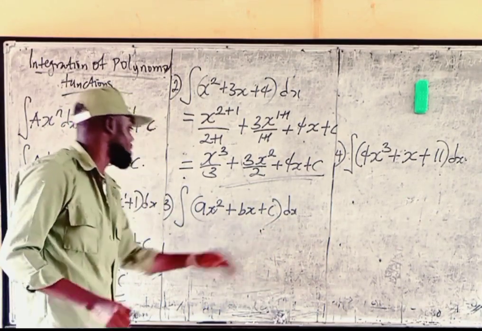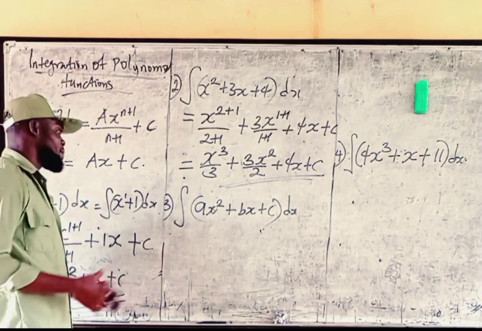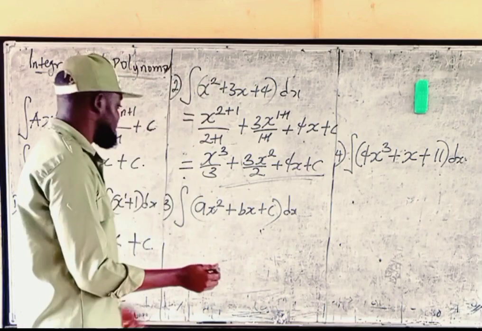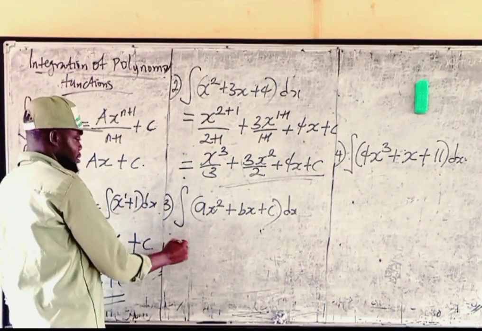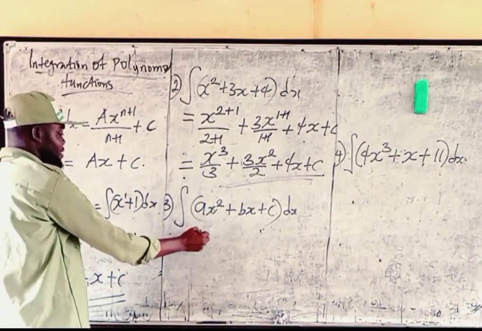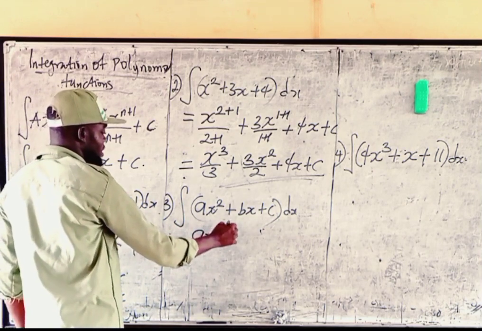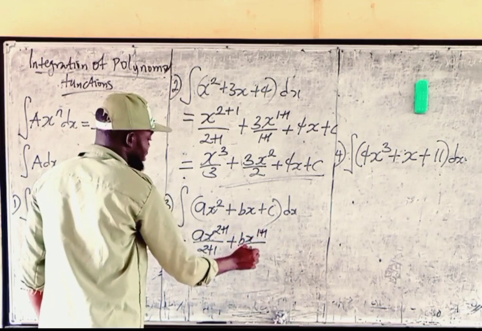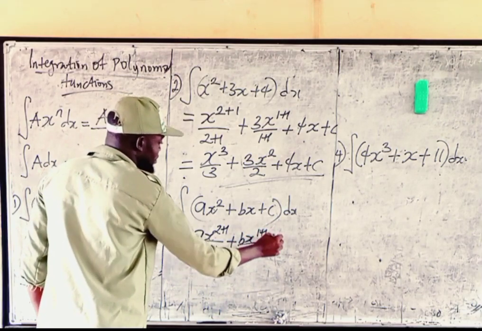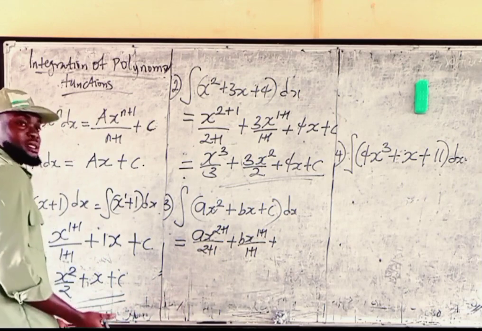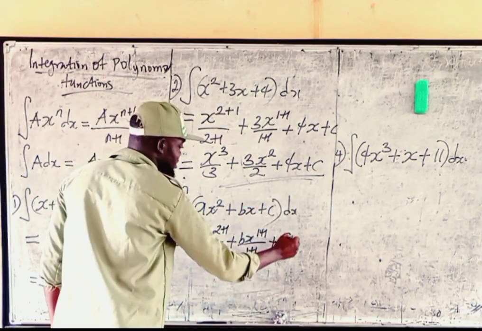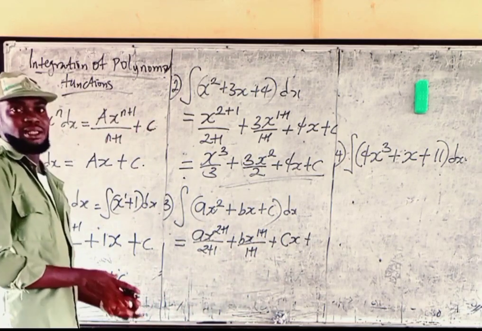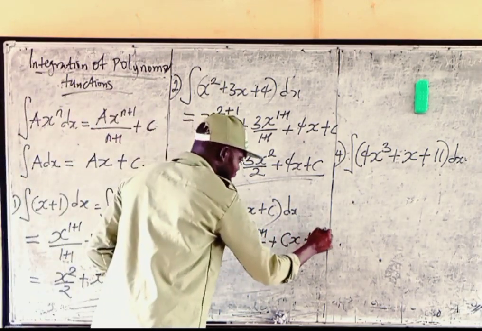Okay, look at the next question here. The next question is to integrate ax squared plus bx plus c, which is the form of a quadratic expression. So if you do that, applying this rule, we're going to have ax to the power 2 plus 1 over 2 plus 1, plus bx to the power 1 plus 1 over 1 plus 1, plus c times x, because c doesn't have x, that's the constant. c times x, that's cx. Plus, I will not use c now, since our integration constant is c. I can also say plus r.